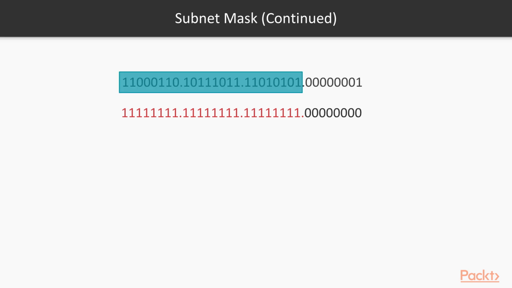And the ones determine the network ID. So they are masking your network. Wherever you have a one inside the subnet mask, the relative part inside the IP address would belong to the network ID. And the zeros determine the host part, or host ID part.